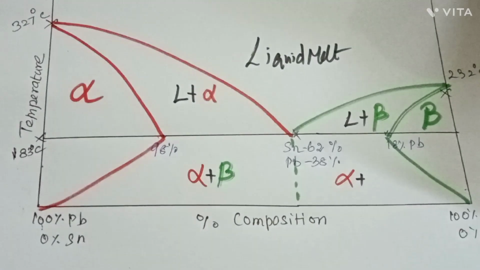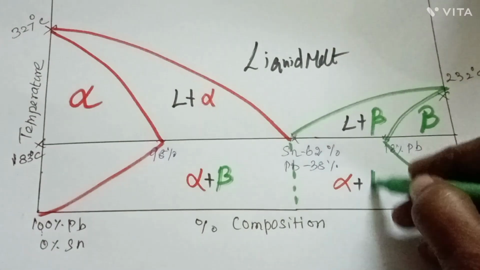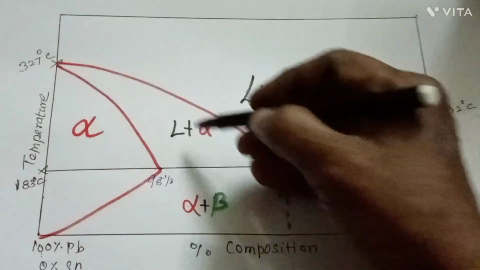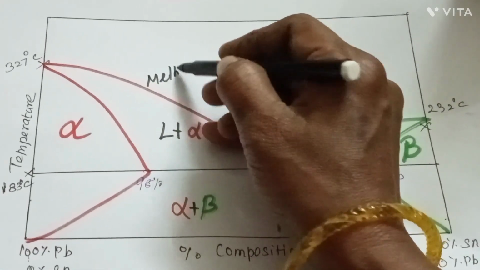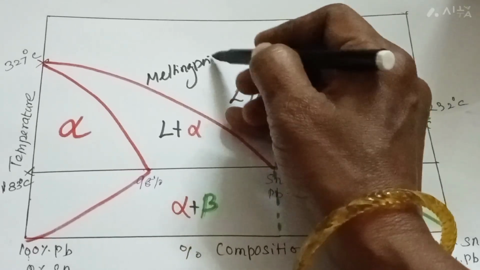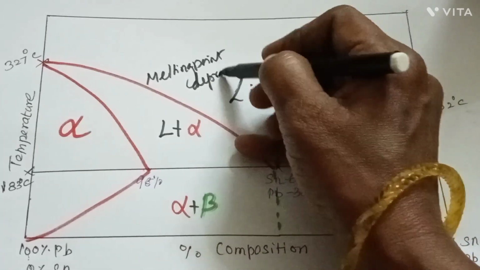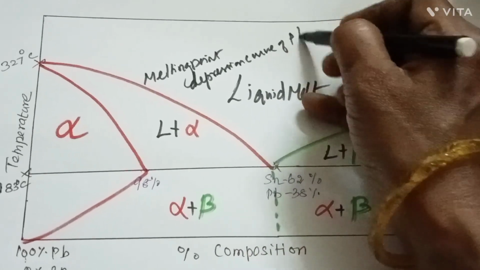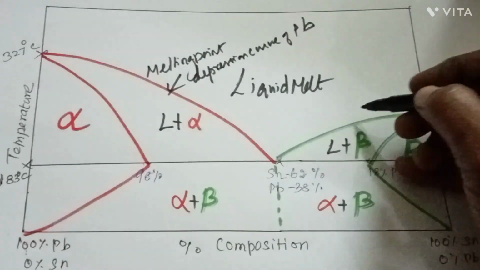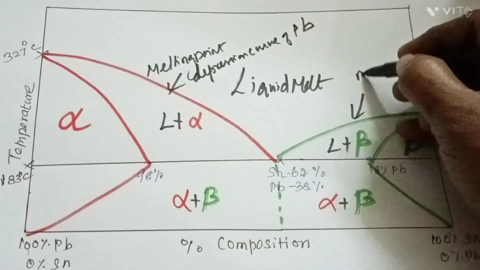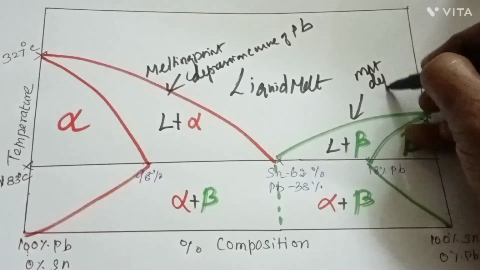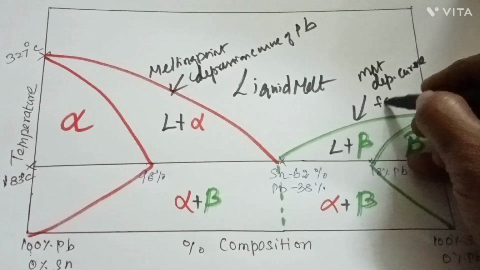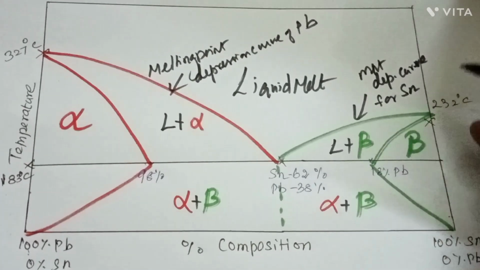Now let us calculate the degrees of freedom. It follows the reduced phase rule, that is F is equal to C minus P plus 1. Let us mark all the curves now. What is the red curve? It is the melting point depression curve of lead. And the green curve is the melting point depression curve of tin, because along this curve, the melting point of tin decreases upon adding lead.